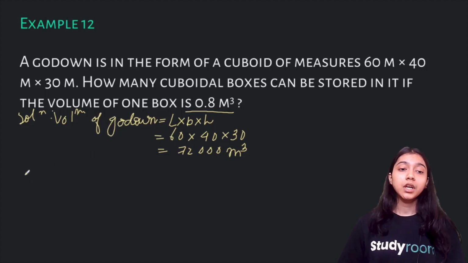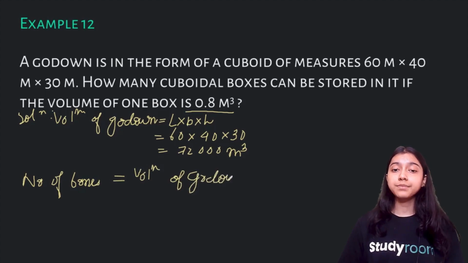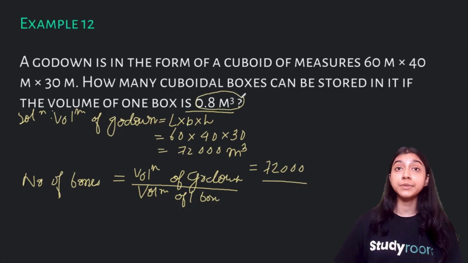So over here we'll have the number of boxes that can be stored is equal to the volume of the godown divided by the volume of one single cuboidal box. Volume of one box. So here we have the volume of the godown as 72,000 and we have to divide this with the volume of one box, which is given in the question as 0.8 meter cube. So this will be 0.8.